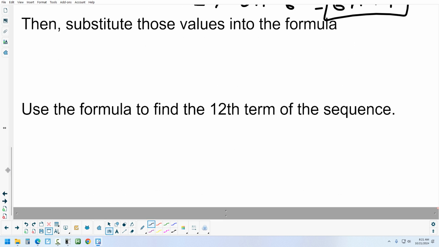So what was my formula? 6n plus 1. If I wanted to find the 12th term, what number would I be filling in for n? Yeah, 12. I'd fill in 12. And 6 times 12 gives me how much? 72 plus 1? 73. So that would be the number in the 12th spot. Yep.